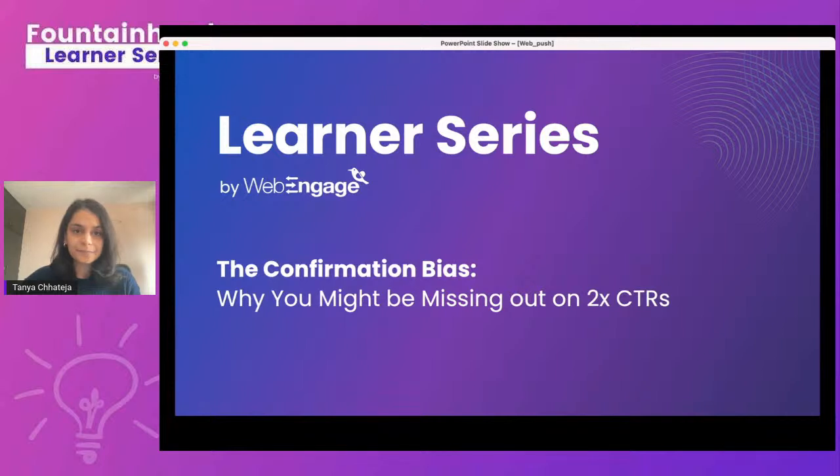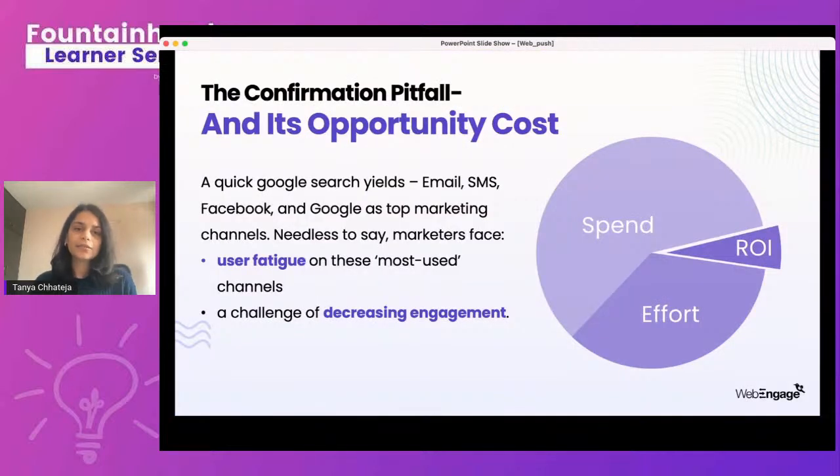So let's get started. I'll first explain why I have referred to something as the confirmation pitfall or the confirmation bias, and then explain what its opportunity cost is and how it might be affecting your business. So confirmation bias is the tendency to process information and look for information that is consistent with one's belief. So if I say that I like or I prefer XYZ, then I might look for information which will confirm my bias of liking XYZ.